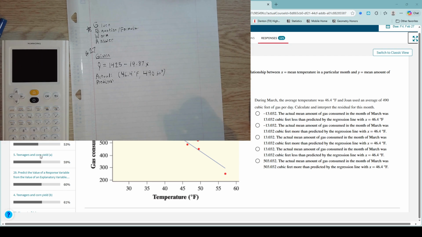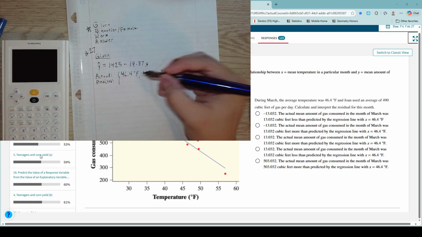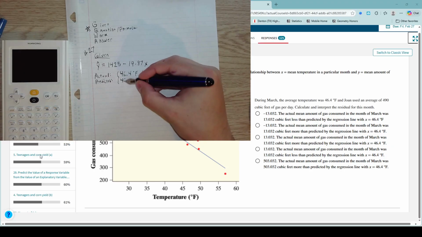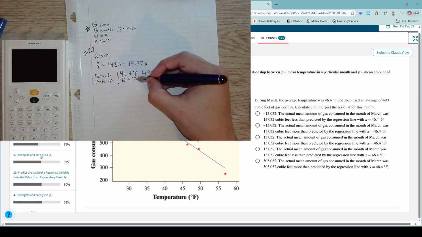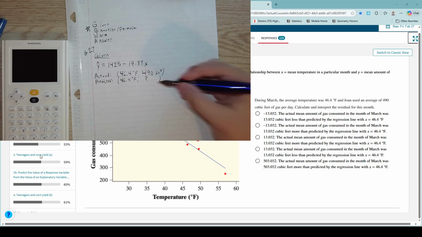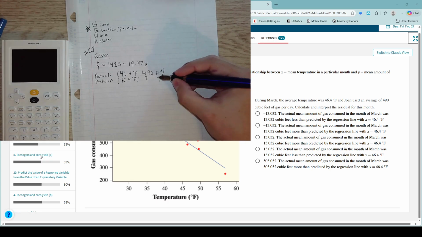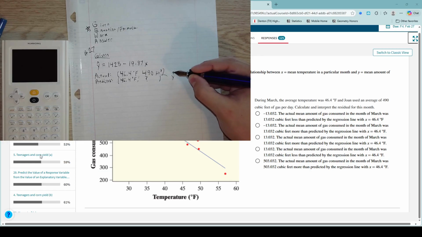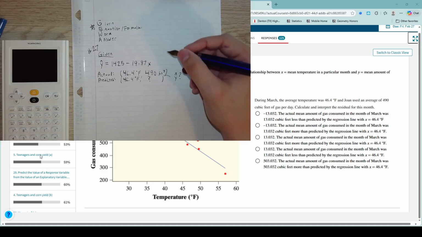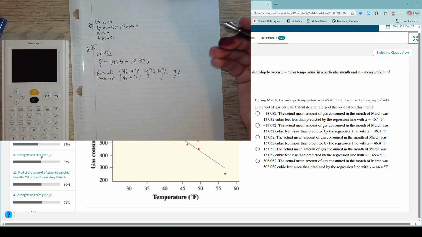Now, the predicted is what will happen if it's 46.4 degrees Fahrenheit, and what would be our prediction right here? What would go right there? In other words, what is y hat? Okay. Alright, so this is all the stuff we are given in the problem so far. We haven't done any math, we just wrote down what we actually are given.